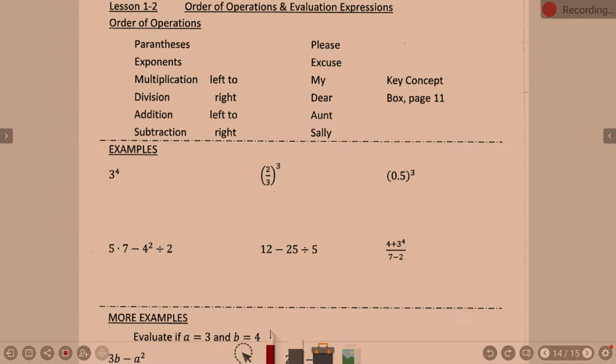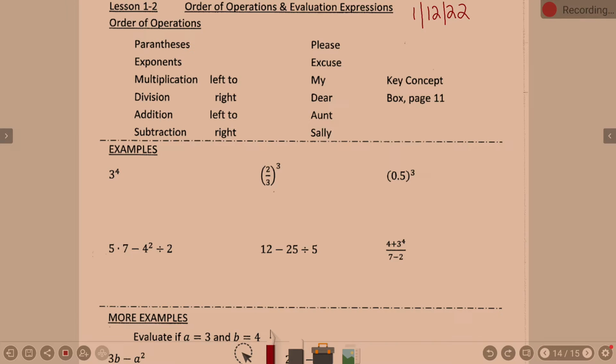Okay. I want to look at lesson 1.2 today. And as we look at this lesson 1.2, order of operations. Now, these are older notes. I have always said order of operations: Please excuse my dear Aunt Sally.